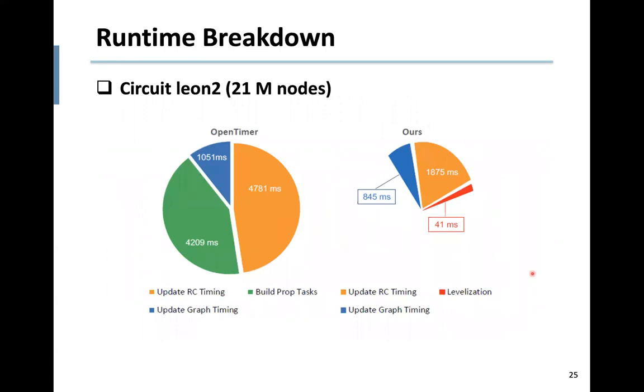And here's the runtime breakdown. It shows the reduced runtime for each critical part of the graph-based analysis. Apparently, most of the runtime is taken by the RC update. In this example circuit, Leon 2, which has 21 million nodes, with one GPU we can reduce the runtime of RC update, the orange part over here, from about 5 seconds to 1.9 seconds. The other significant part is levelization. Using GPU, the runtime for levelization is reduced from 1 second to about 41 milliseconds.